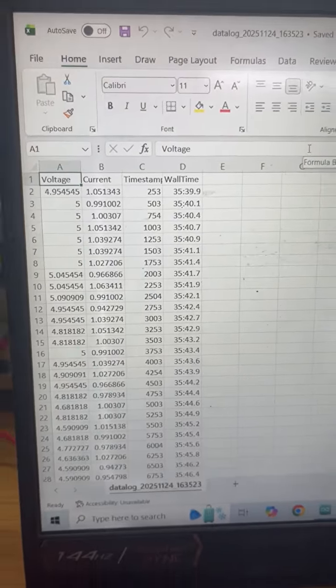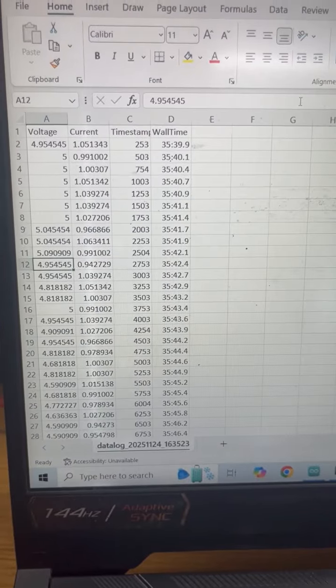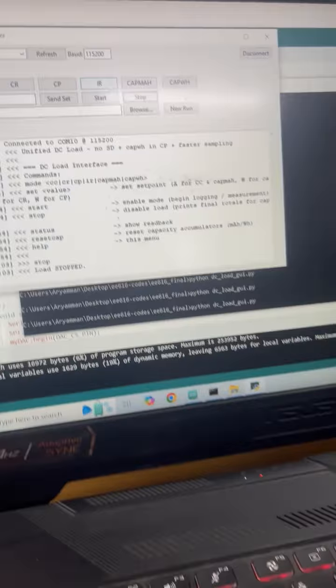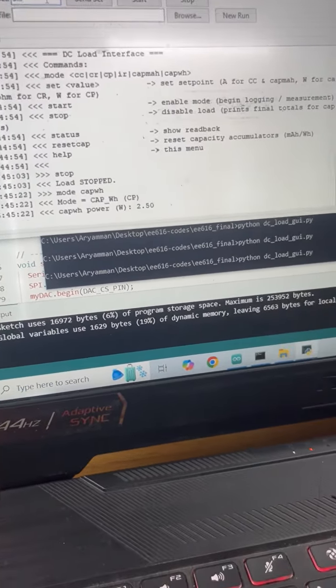So in the discharge for the milliampere hour, the computer logged the voltage, current, and timestamp in milliseconds for the entire discharge process. Next, measuring the capacity in watt hour, we can set a constant power of 3.5 watts and start the measurement.